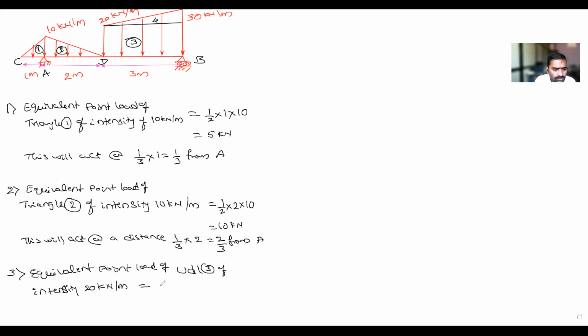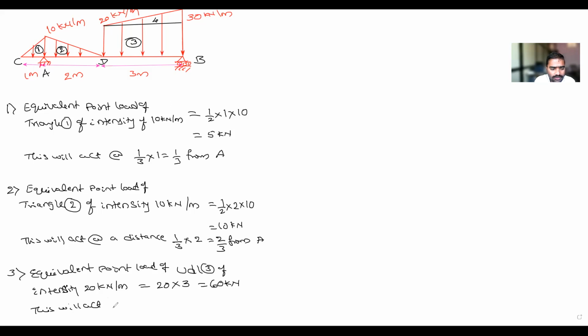How will you convert to an equivalent point load of UDL? Intensity of UDL into length of UDL. What is the intensity? 20. What is the length of the UDL? 3 meter. So this is 20 into 3, equal to 60 kilonewton. This will act.